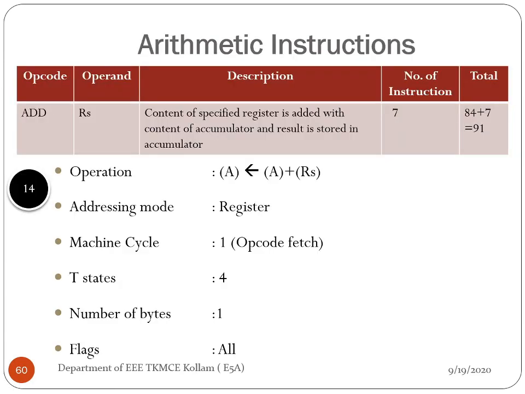Now let's see the first instruction in arithmetic operation, that is ADD R. Whenever this instruction is executed, the content of the specified register gets added with the content of the accumulator, and the result is saved in the accumulator. These registers may be any one of the general purpose registers B, C, D, E, H and L. So as we can have 6 general purpose registers and 1 accumulator, the number of instructions coming in this category is 7.